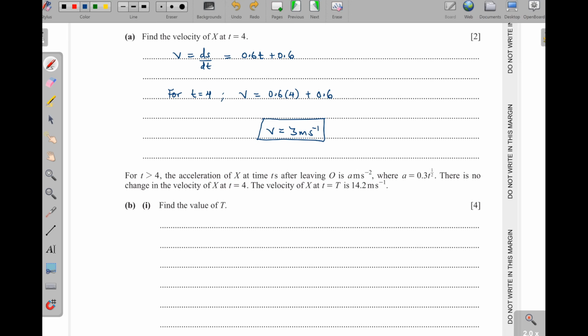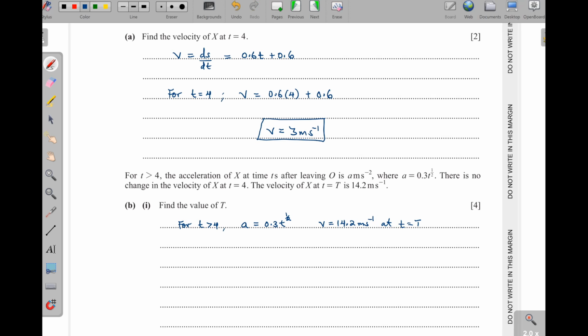And part B, Roman 1, they want us to find the value of t. Now, for t greater than 4, they have told us that acceleration is equal to 0.3 t to the power of a half. And then they have given us that velocity is equal to 14.2 meters per second at t, the small t, which is equal to capital T.